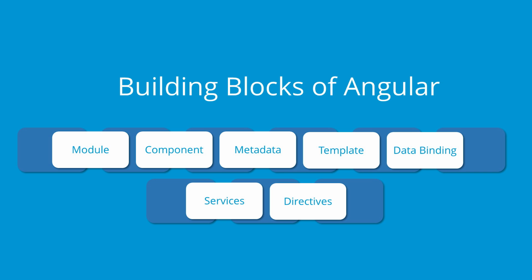Services, because you have a modular structure, it makes sense to keep dependencies and manage dependencies from one place and inject them only when it is needed. Services are dependencies which can be injected when needed, and they are mostly kept as singletons. There are also something called directives and pipes, which help you manage DOM manipulation.